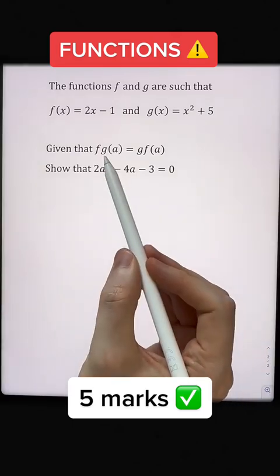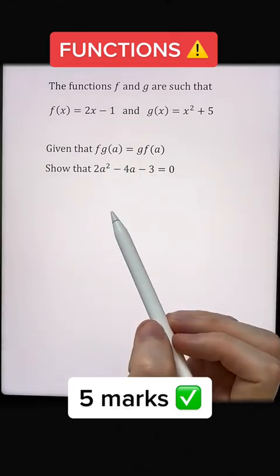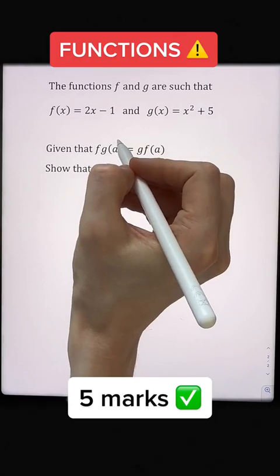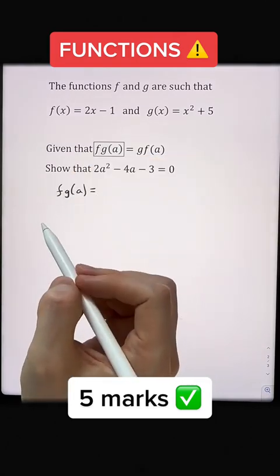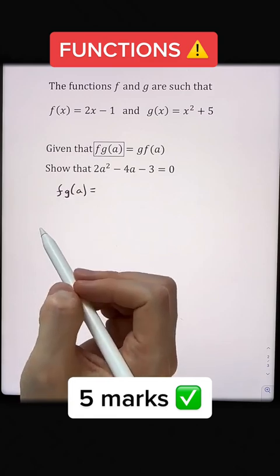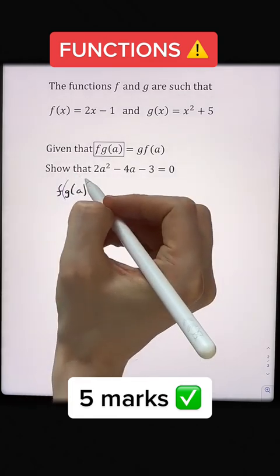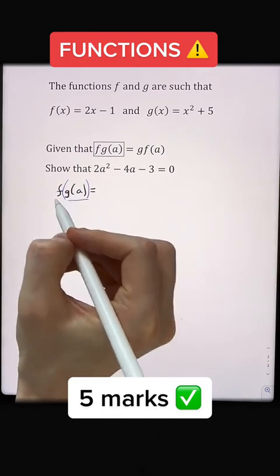My first step is to work out fg of a and gf of a separately. Working out fg of a. As I've got a composite function, i.e. two letters outside the bracket, my first step is add an extra pair of brackets. I always work inside, then out.